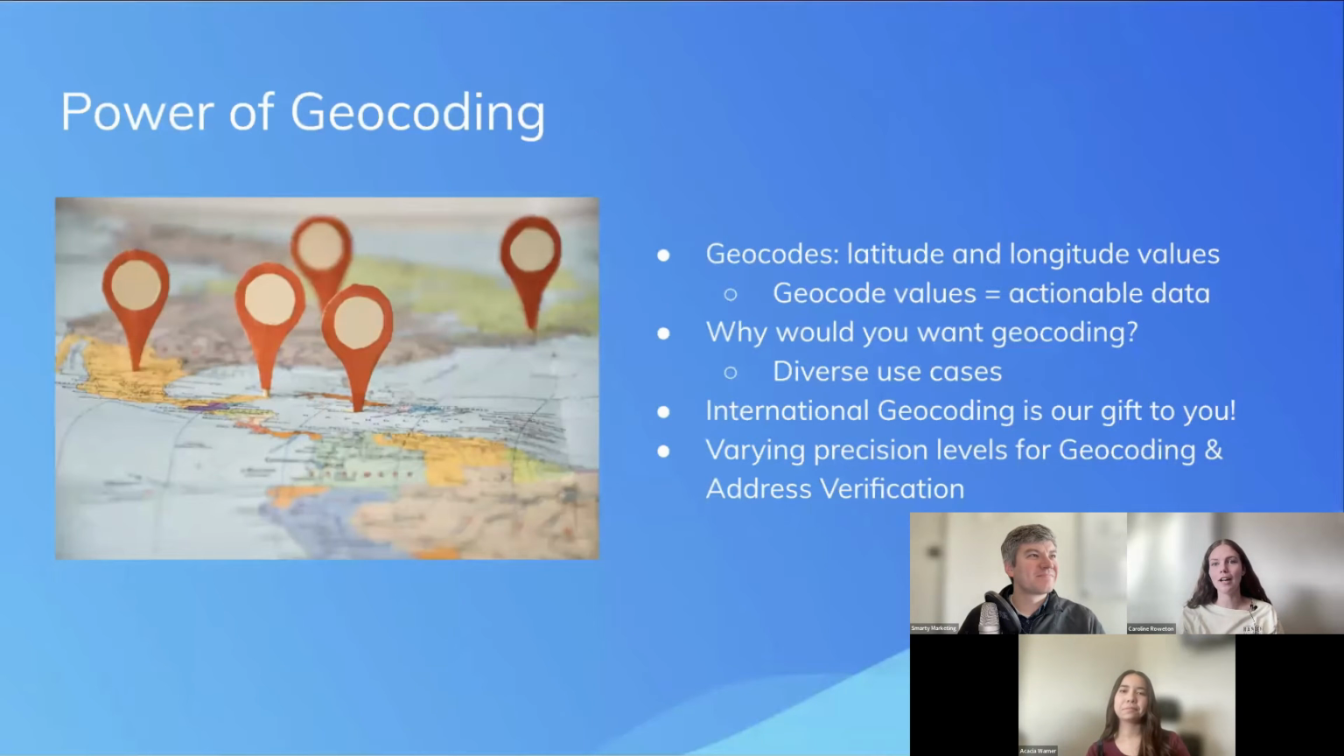The cool thing about our international address verification product is that it includes international geocoding. So that's our gift to you, as it says. It's kind of sweet that we include that, because there's a lot of different reasons to have that. But again, geocodes are latitude and longitude values, and by themselves, geocodes are not necessarily helpful. They're literally just numbers. So it's like, what am I supposed to do with that?